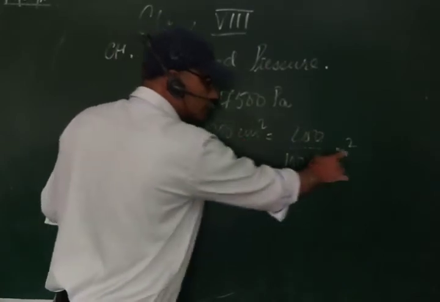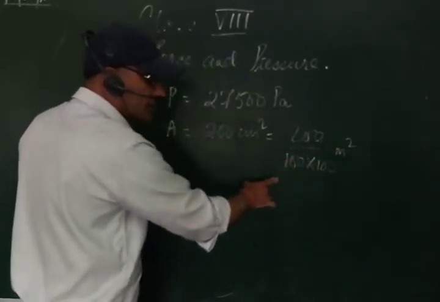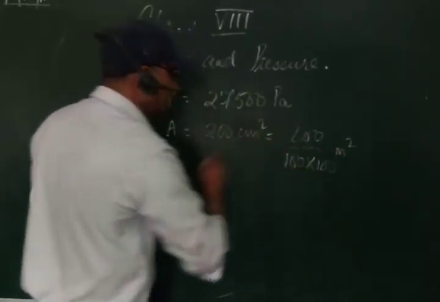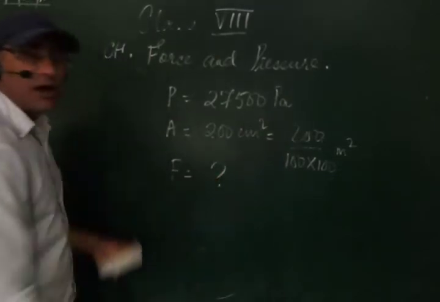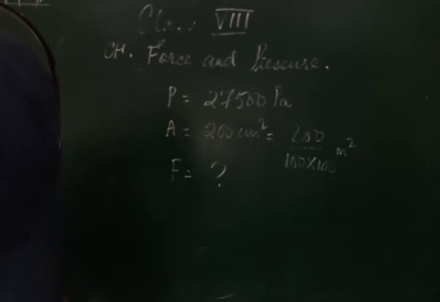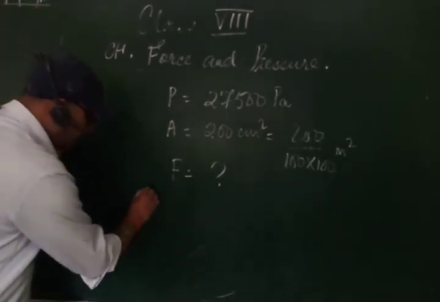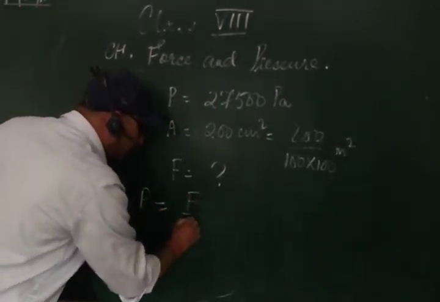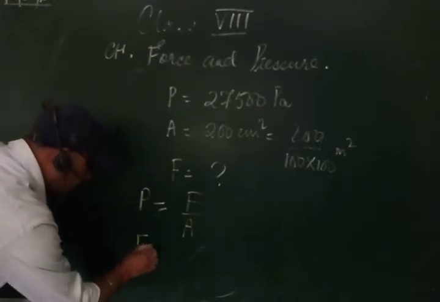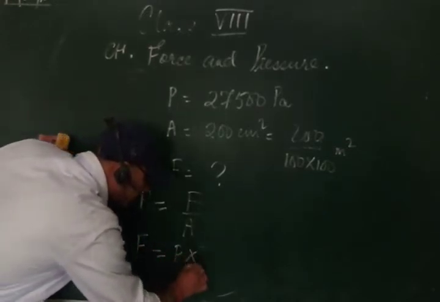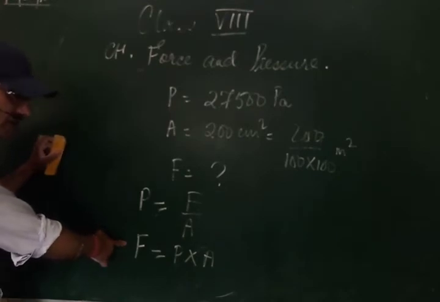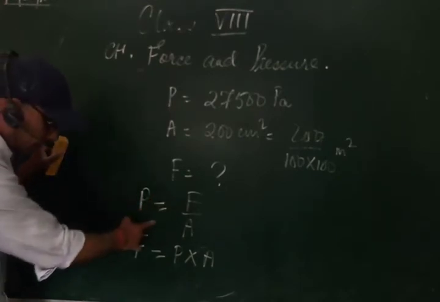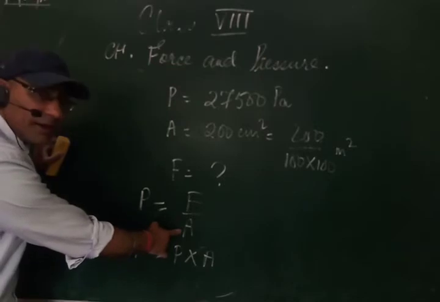Centimeter square has been converted into meter square. In that case, we divide by 100 into 100. We need to find force. We know again pressure is equal to force upon area, or we can write force is equal to pressure into area. Making force F the subject of the formula, we bring F this side, and P will multiply A.